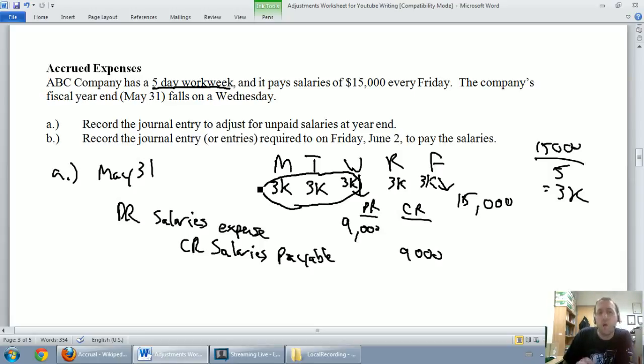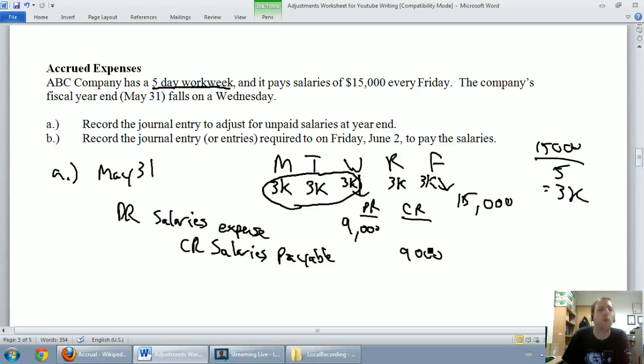Accrued expenses are almost always going to take on this form. We're going to debit some sort of an expense because it's an expense that's been building up over time, and we're almost always going to be crediting some sort of a payable because it's an expense that's built up over time that we haven't paid yet. So, that results in a liability, a payable. Again, just thinking about our rules of debits and credits. We debit expenses, always. We credit liabilities, payables or liabilities, to make them go up.